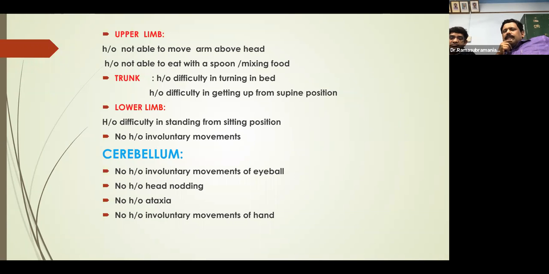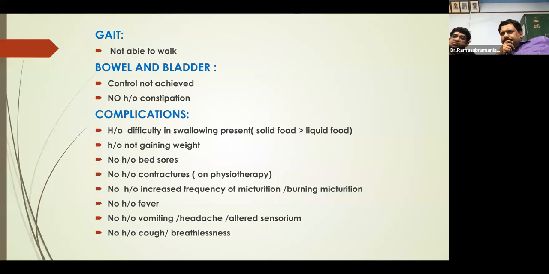What you are describing here is the posture. Difficulty in turning over, difficulty in getting up. So his trunk is also affected. Okay, fine. So no cerebral involvement, right? Okay. Next. So gait and bladder and bowel, okay, normal. They are not affected. Sorry, they are.